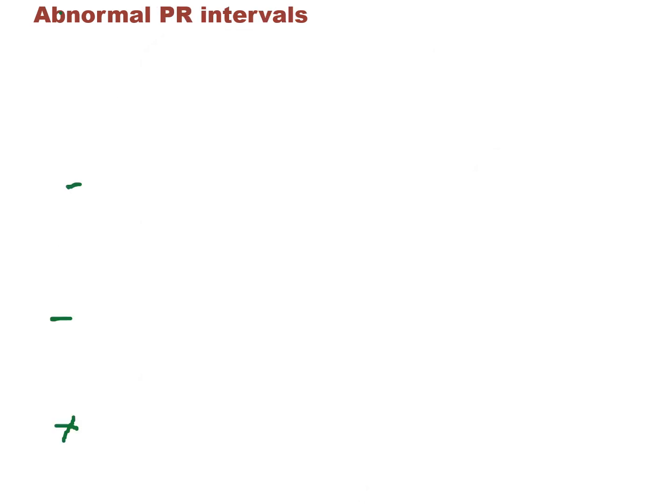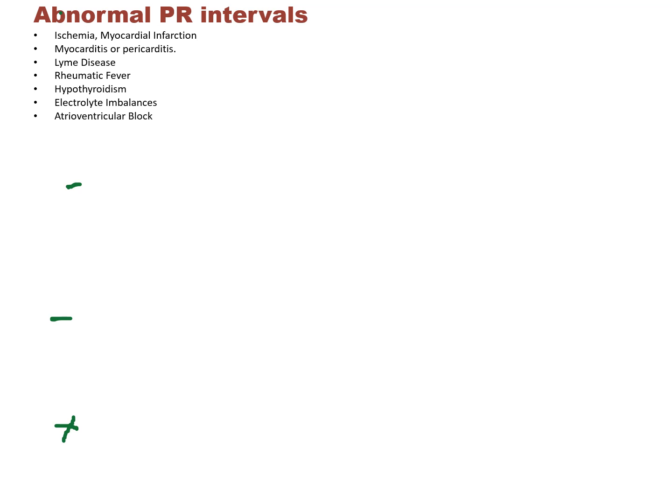Abnormal PR intervals can be seen in different conditions, such as myocardial ischemia, infarction, myocarditis, pericarditis, Lyme disease, rheumatic fever, hypothyroidism, electrolyte imbalance, and particularly in atrioventricular block.